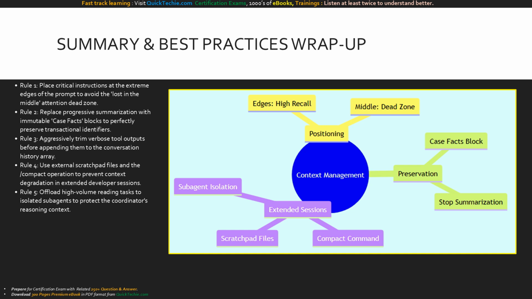This final mind map is your ultimate study guide for context management. It branches into our three core pillars: positioning, emphasizing edge placement; preservation, highlighting the necessity of case facts over summarization; and extended sessions, showcasing the power of compact commands, Scratchpads, and subagent isolation. Commit this to memory, and you will architect flawless systems.